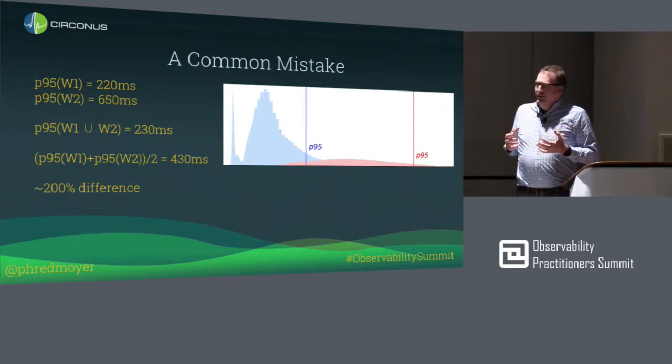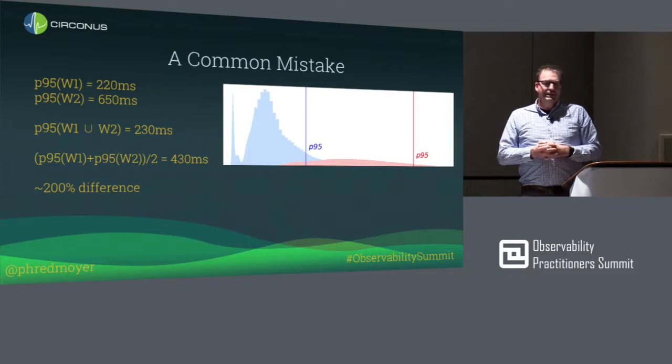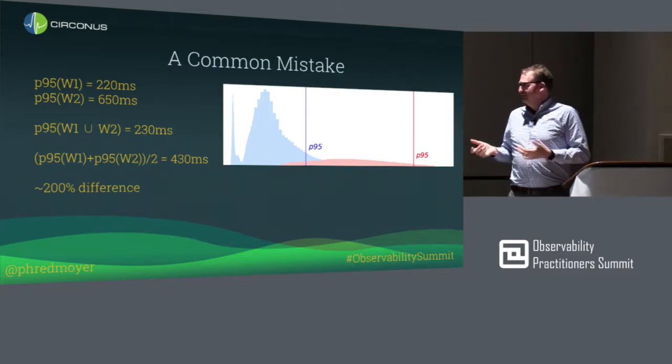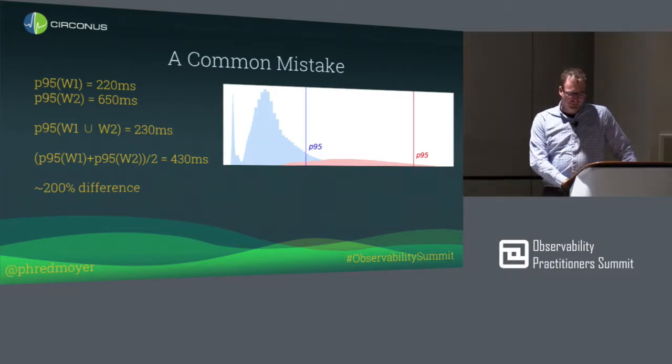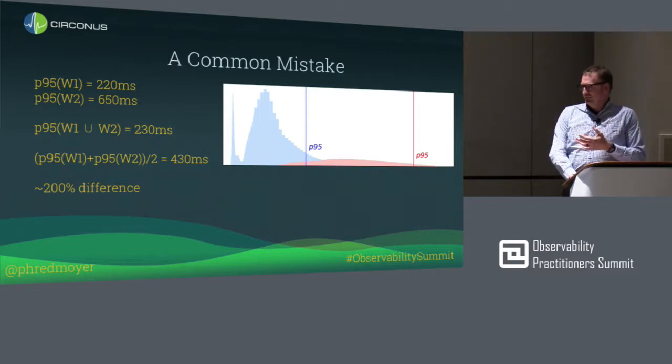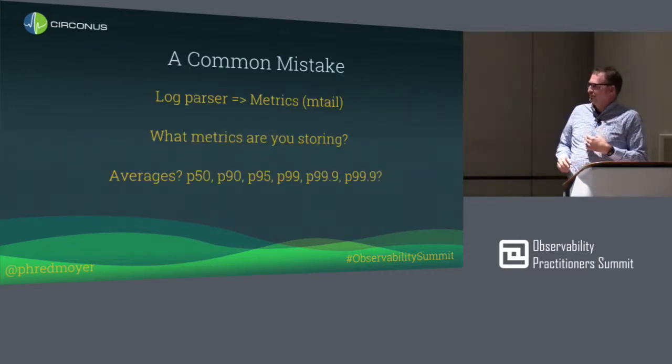My average there is 430, but if I take all these samples and aggregate them, I get 230. That's almost double. That's a huge error, especially when you're dealing with something like SLOs, which get derived down to SLAs, which have legal implications. This is a common mistake that people make. You might ask yourself, I'm experienced, I'm not going to make this mistake, but how do people fall into this?